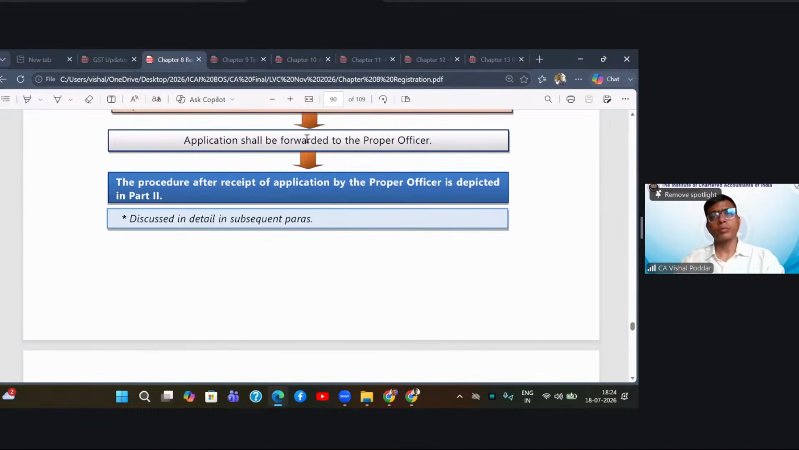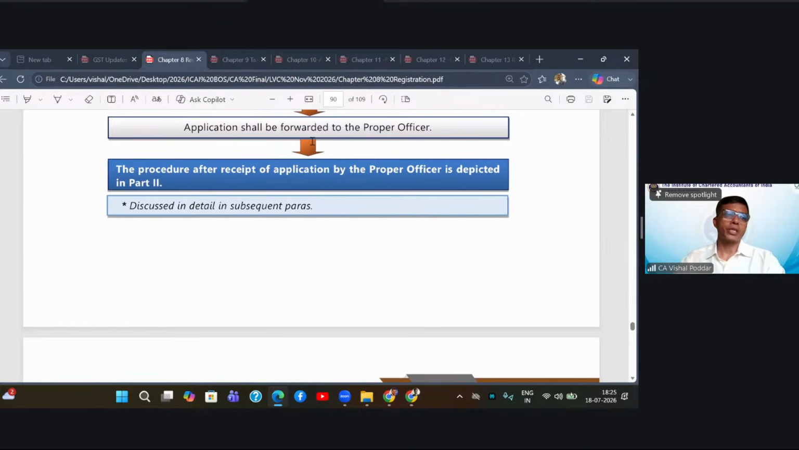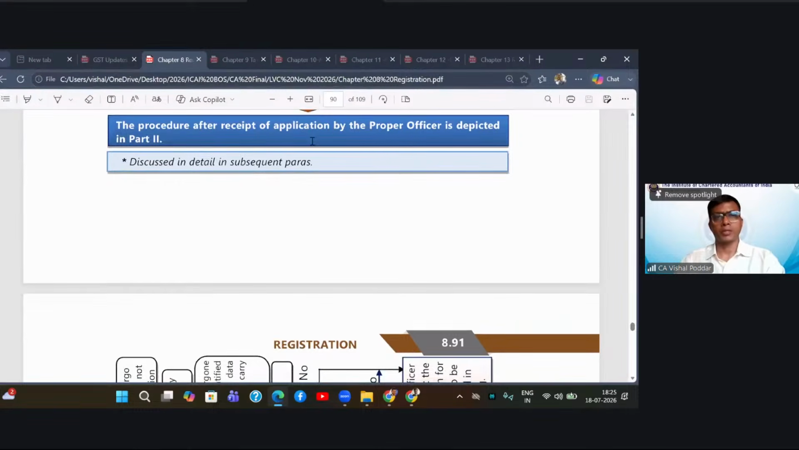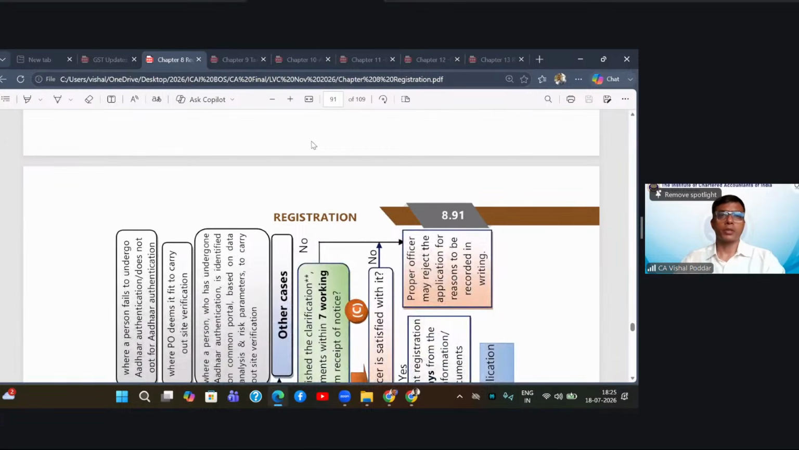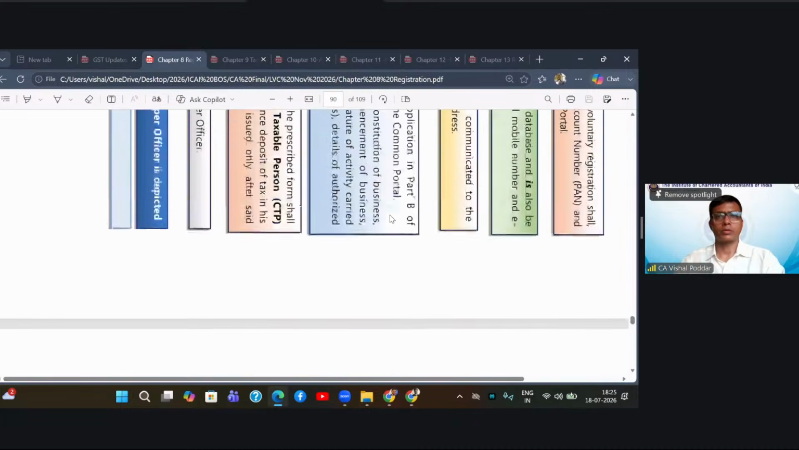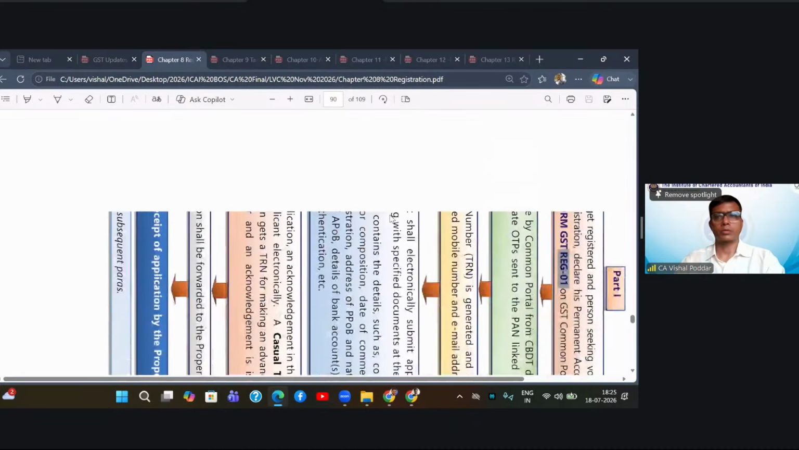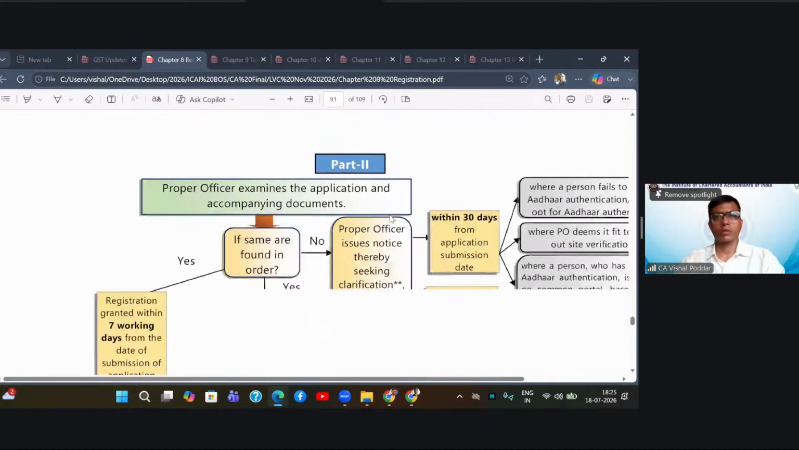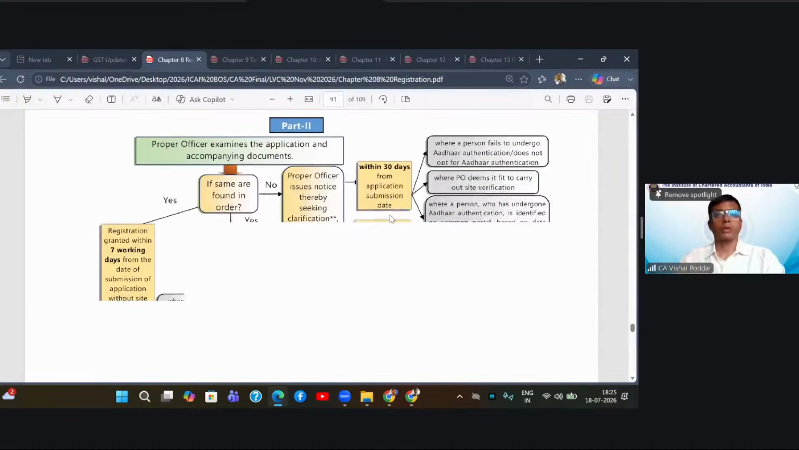Now, once from your side the application is made in part B with all the documents, your application is sent to the nodal officer. Now starts part 2, which is the part of the officer. Now, when your application reaches the officer, what will happen?